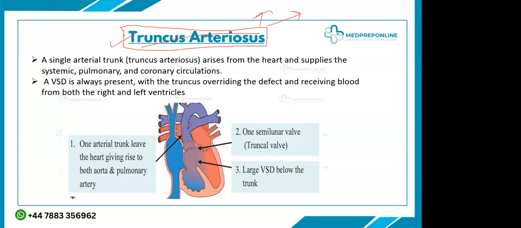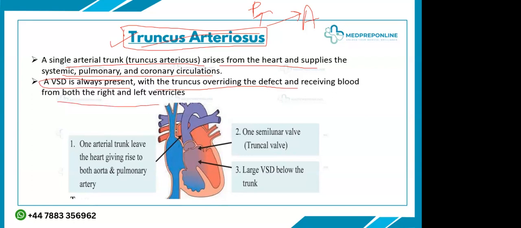But what happens in this defect? There is a single arterial trunk, that is the truncus arteriosus, which arises from the heart and supplies the systemic, pulmonary, and coronary circulation. It means it has not been divided into the pulmonary artery and the aorta. It is present as it was in the fetal heart, and so there will be mixing of the blood, which provides the pulmonary, systemic, and coronary circulation. A VSD is always present, with the truncus overriding the defect and receiving blood from both the right and the left ventricles.